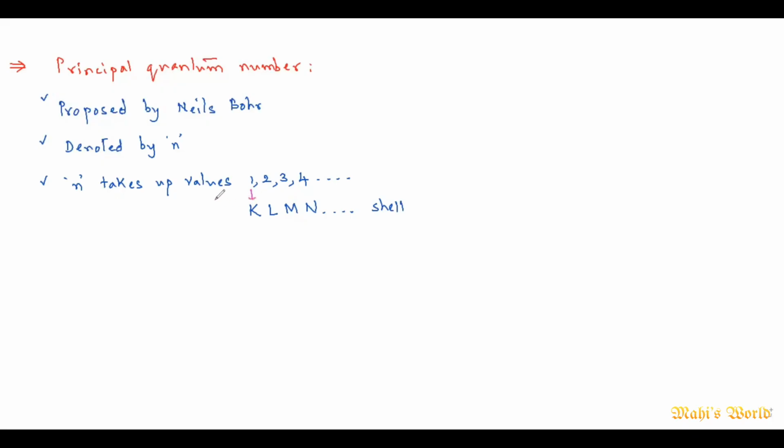When n is equal to 1, it is called K shell. When n is 2, it is called L shell. 3, it is called M shell. And 4, it is called N shell. Okay. When n is equal to 1, we call it K shell. When n is equal to 2, we call it L shell. When n is equal to 3, we call it M shell. And when n is equal to 4, we call it N shell.